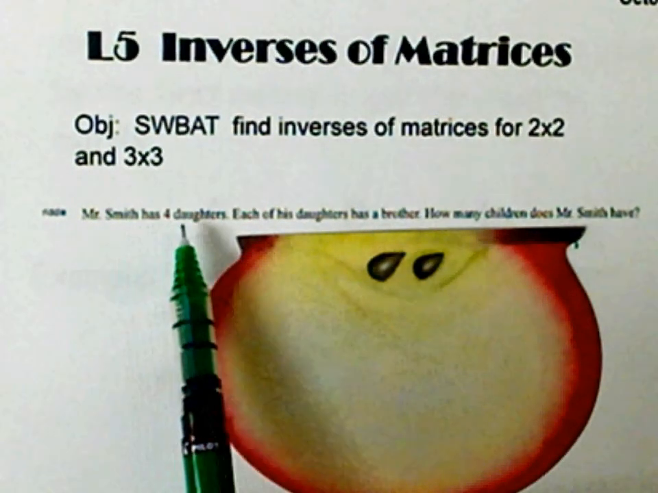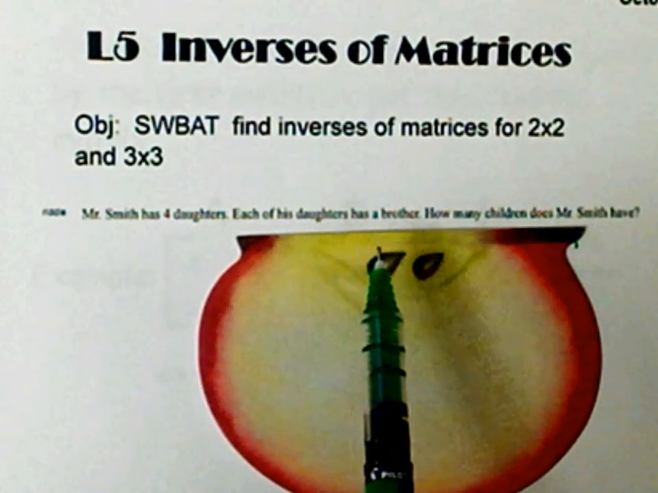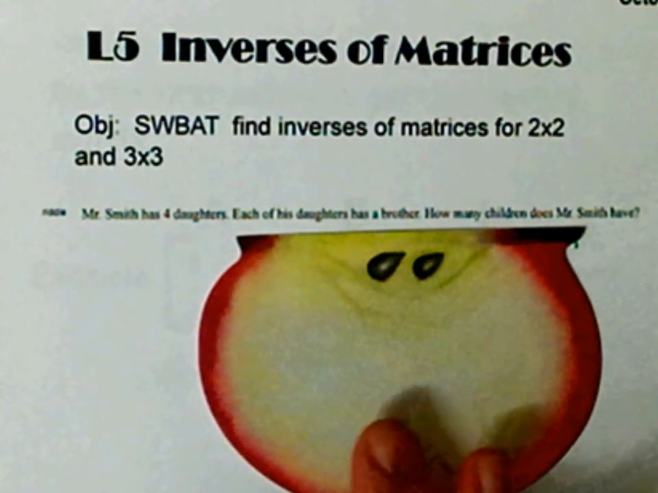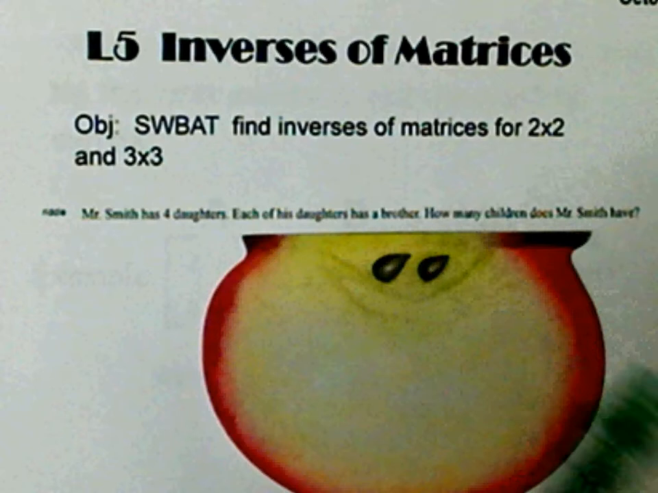Our riddle for today is: Mr. Smith has 4 daughters. Each of his daughters has a brother. How many children does Mr. Smith have? Okay. Take a moment, I'll read it again.